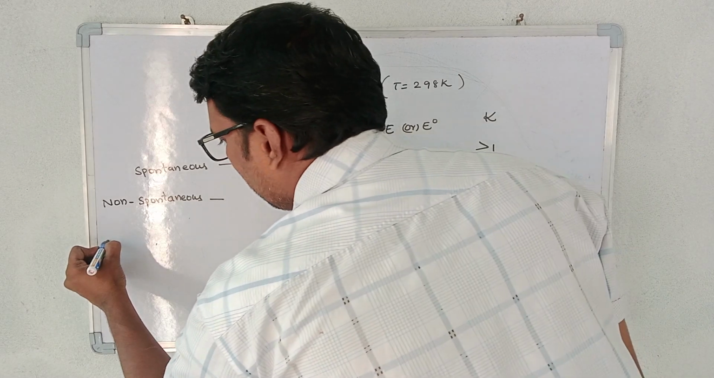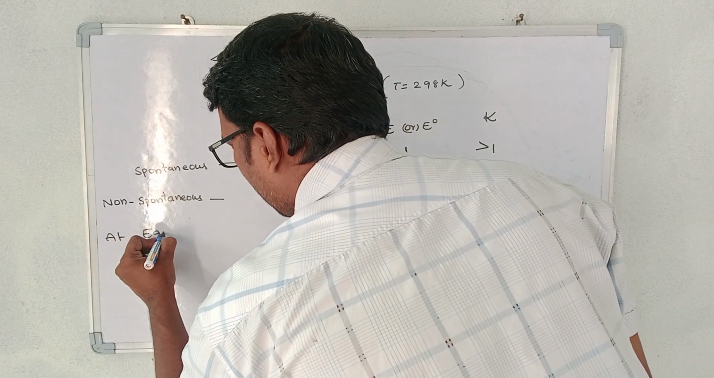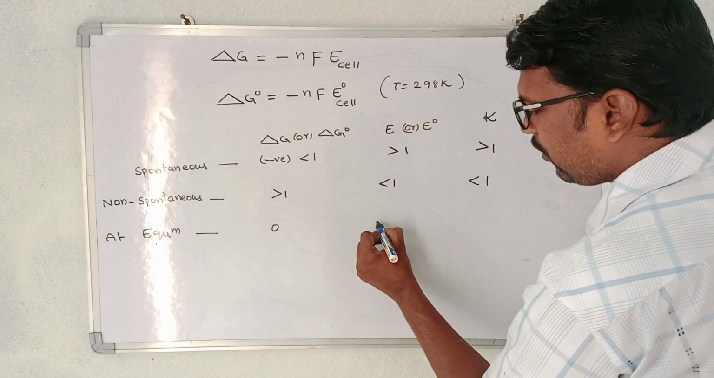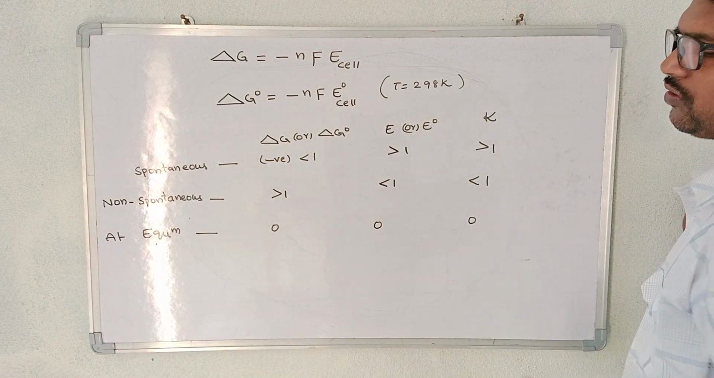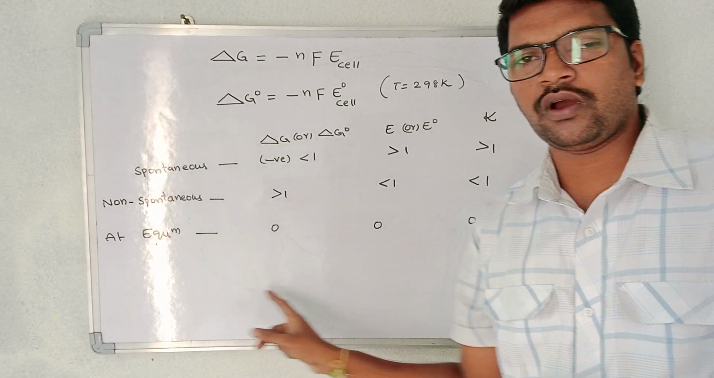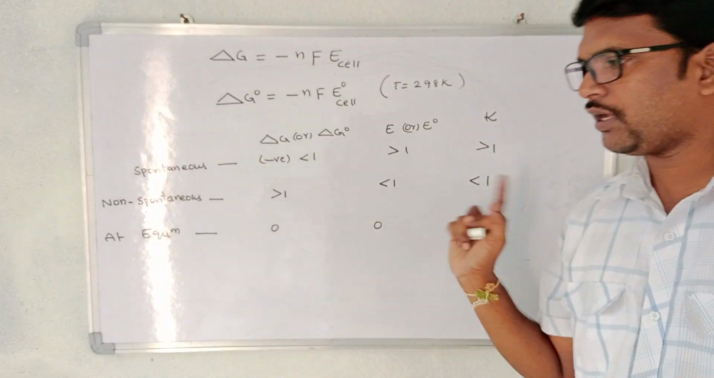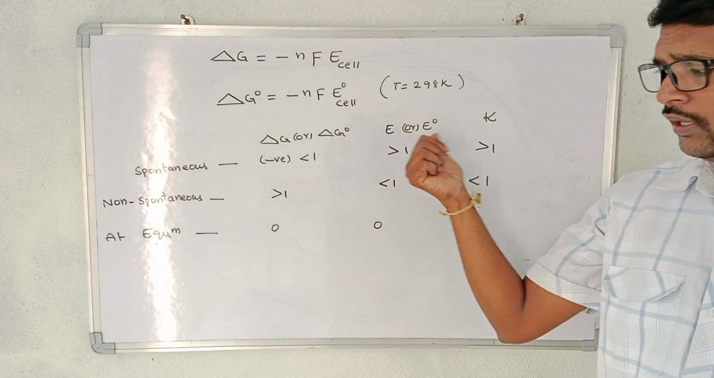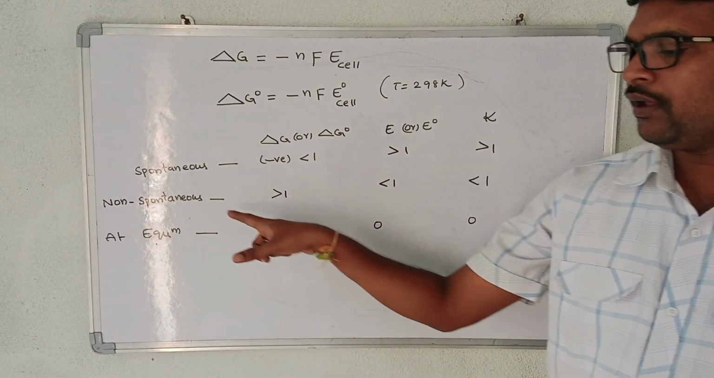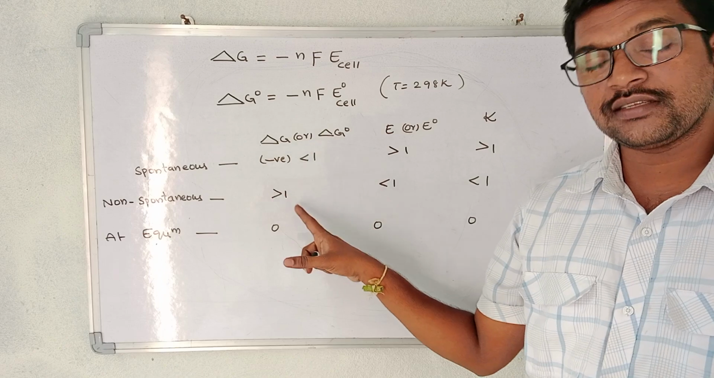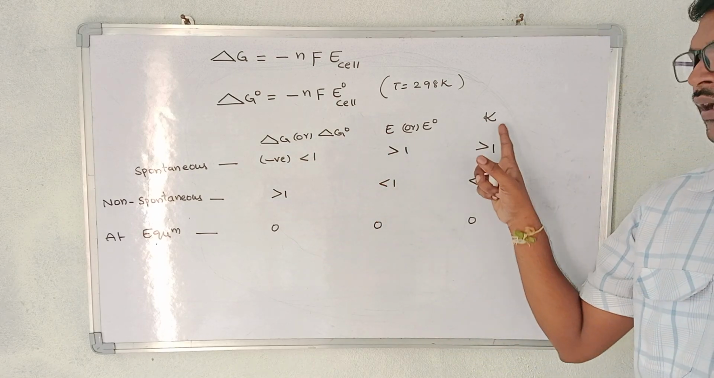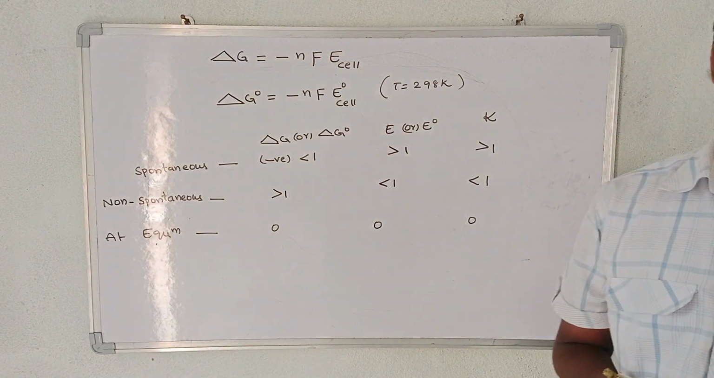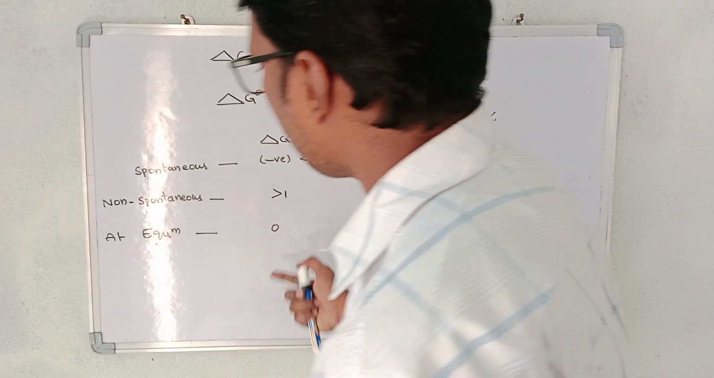If you apply these conditions at equilibrium, delta G is 0, E cell is 0, and K value is 1. So this information we have to remember. It is important information. For a spontaneous process, delta G is negative, E is positive, K is greater than 1. For a non-spontaneous process, delta G is positive, E is negative, K is less than 1. At equilibrium, delta G and E cell are 0. This information is important.